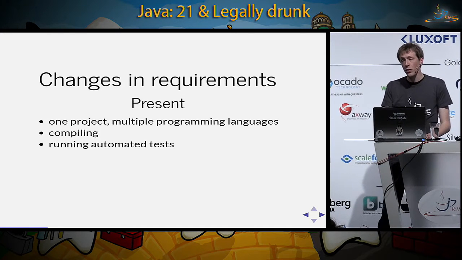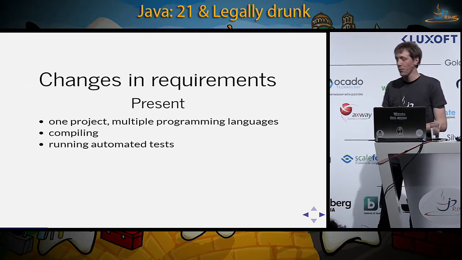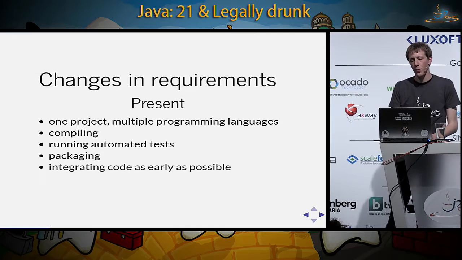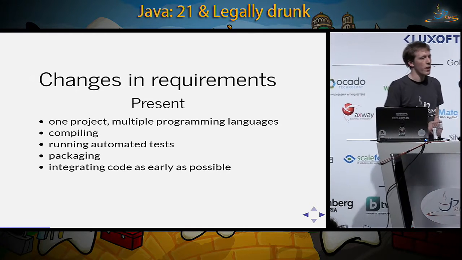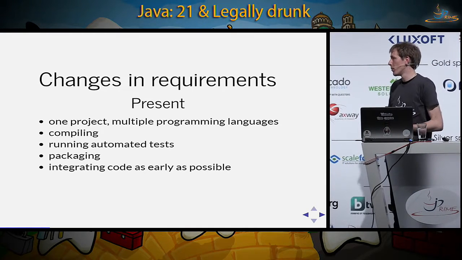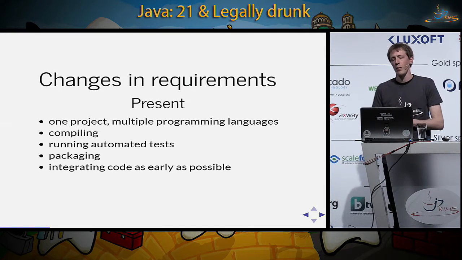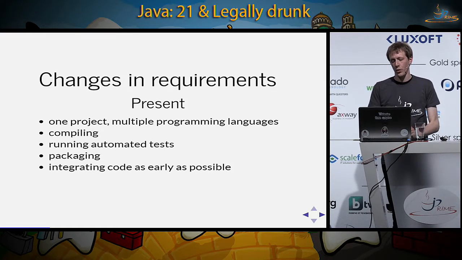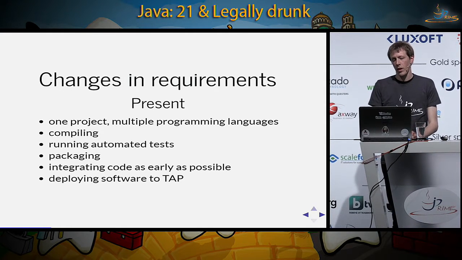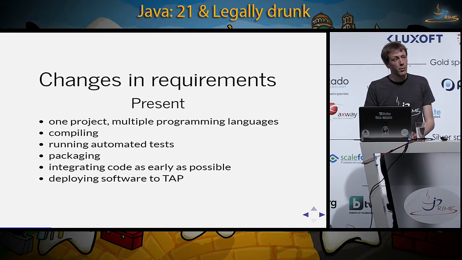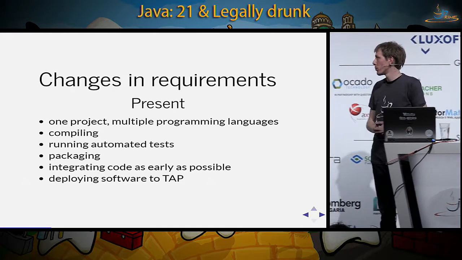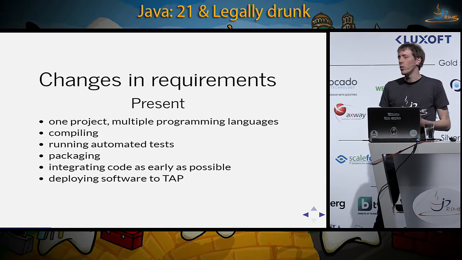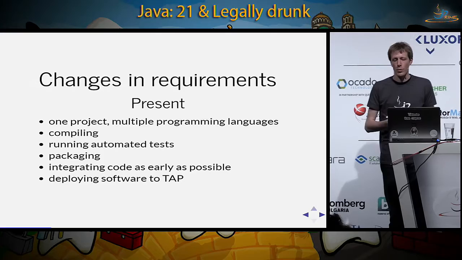So compiling still remains. Running automated tests, also a thing we like to do, which is different from the past. We need to package our software still. And we want to integrate our code as early as possible so that bugs that we create, well, we don't create them, but well, we meet them anyway. We get to know about them as soon as possible. And of course, when we're done, we want to deploy our software to test, acceptance and production environments. And we want to make sure that we don't have to do much work about this. So it should be automatic.